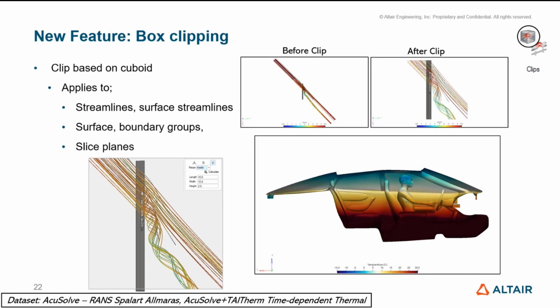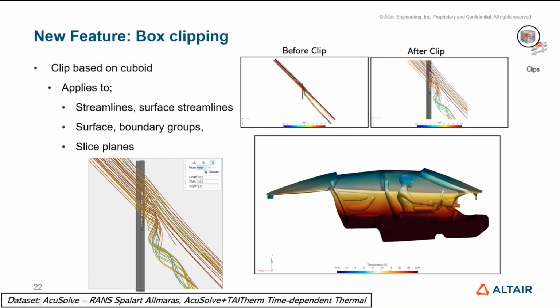So the user can essentially select the center point and then the length, width, and height of that cube, as well as the entities they want to clip. And that clipping can be assigned so that you're retaining either the inside of that cube or the outside of that cube. So I have two examples here just showing an AccuSolve data set, again, this train model, where my streamlines kind of move pretty far inward and outward within this domain.